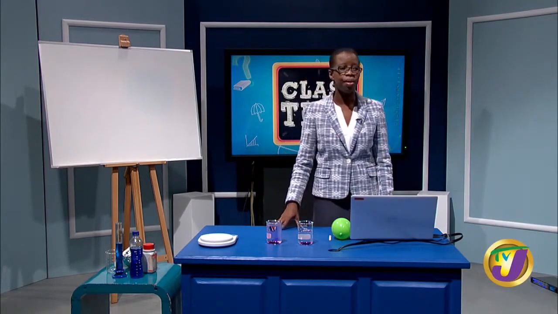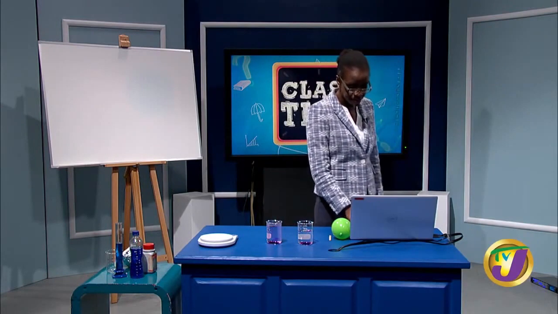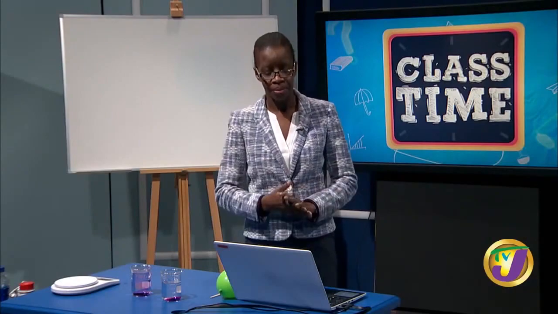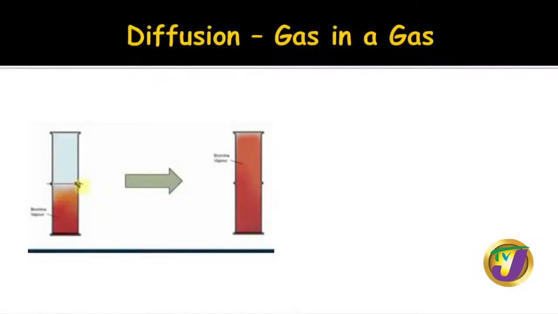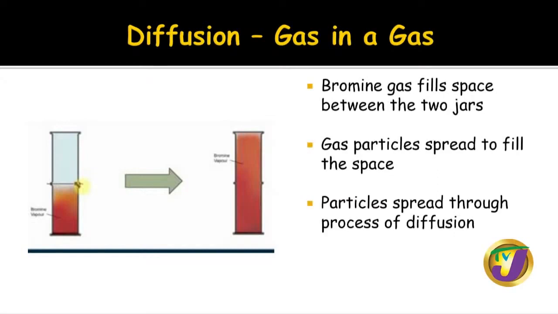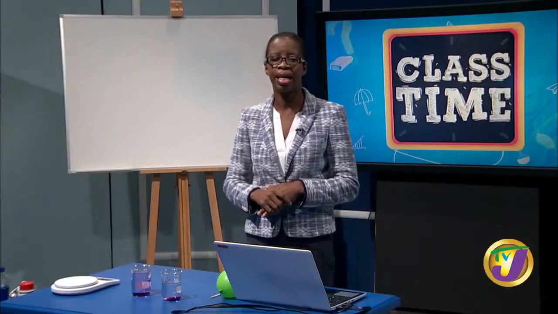How else could we prove that matter exists as particles? Consider a gas jar, and we would place two gas jars together and place some bromine gas into one of the jars. Again, if we left it over time, we would see that the gas would fill both jars. Again, why did this happen? The particles in the gas would have spread to fill both jars, and so the particles would have spread through the process of diffusion.